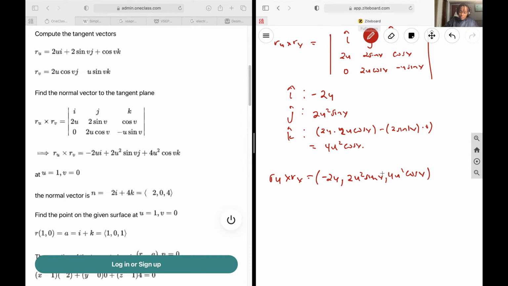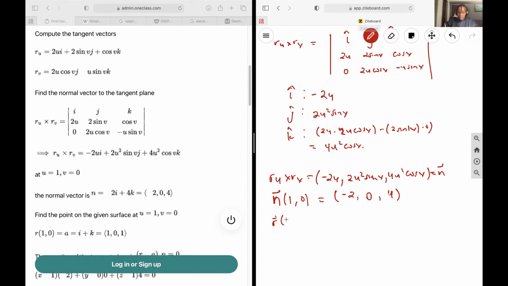Then next up, you want to evaluate our normal vector at the asked point. So we are asked at u is equal to 1 and v is equal to 0. It's in the question. And that is going to be negative 2 sine 0, which is going to give us 0. So negative 2, 0 in this spot. Cos 0 is going to give us 1. And then 4u squared, so 4 by 1 squared is 4.